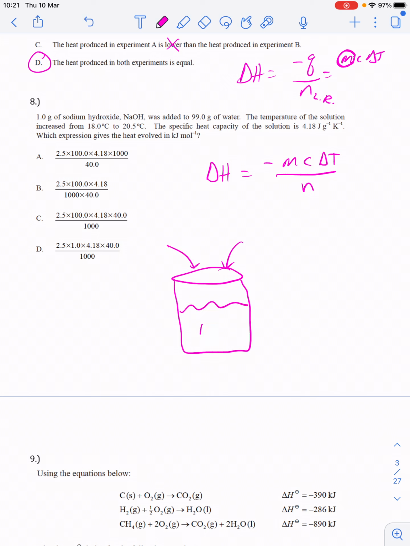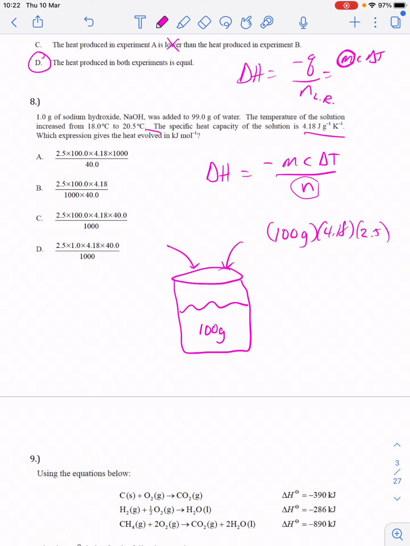So to me, that means the total mass that we're trying to heat up is 100 grams, so I'm going to plug that in for m. Now they also said, okay, sorry, I'm getting ahead of myself. The c value, 4.18, they give us that later. The temperature increase is 18 to 20.5, that's a 2.5 degree increase. And they say which expression gives the heat evolved in kilojoules per mole, so that is a reminder that I need to do per mole.